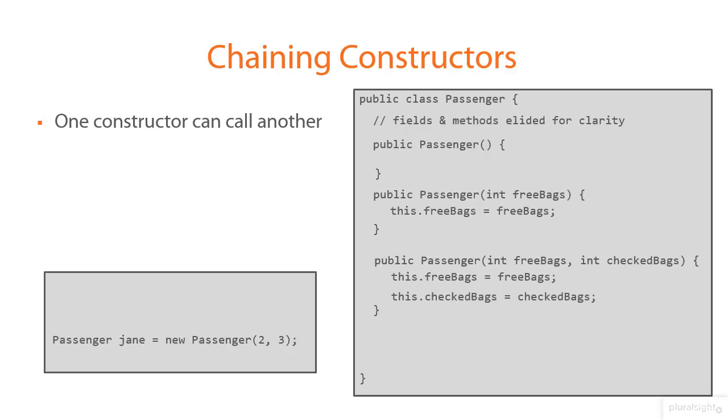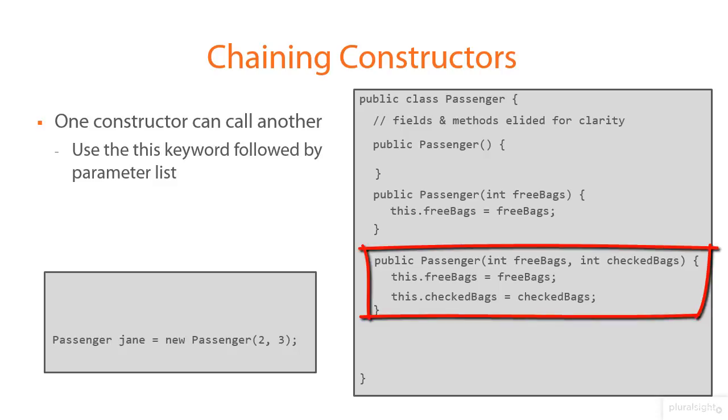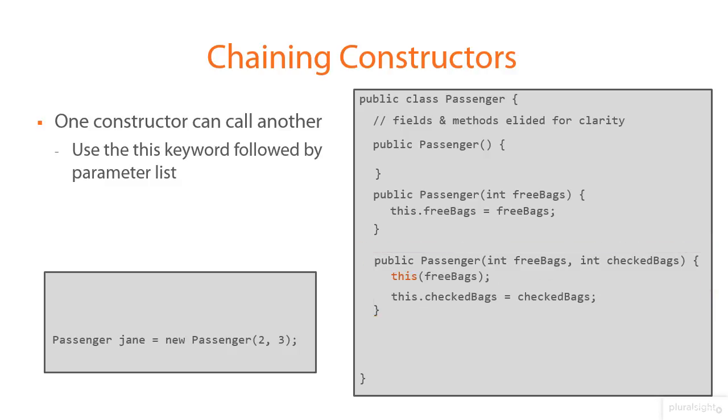One constructor is allowed to call another constructor. And all we do is use the this keyword followed by the parameter list. So if we look in the constructor that takes free bags and checked bags, that line where we assign free bags, we can replace that with this and then our free bags parameter. What that'll do is then call into the constructor that accepts the single integer free bags and run that constructor. The one qualifier is the call to the other constructor has to be the first line in our constructor.